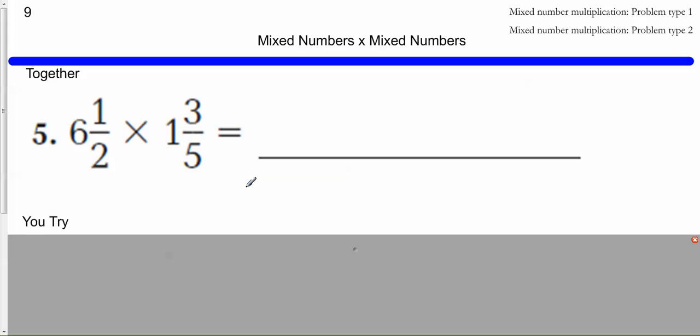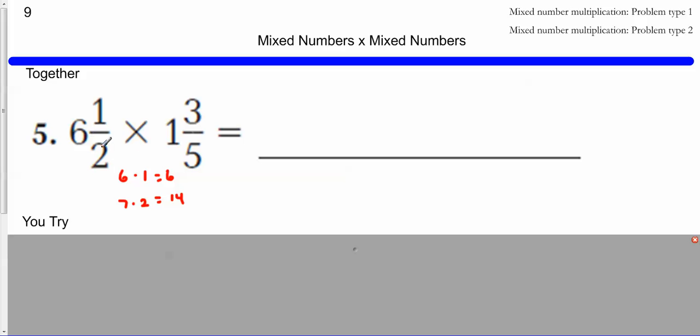6 1/2 times 1 3/5. So I'm going to do my estimation first. 6 times 1 is 6. So my answer can't be any less than 6, and it can't be any greater than 14, because 6 plus 1 is 7. 1 plus 1 is 2. Again, 6 1/2 is in between 6 and 7. 1 3/5 is in between 1 and 2. So therefore my product must be in between 6 and 14.